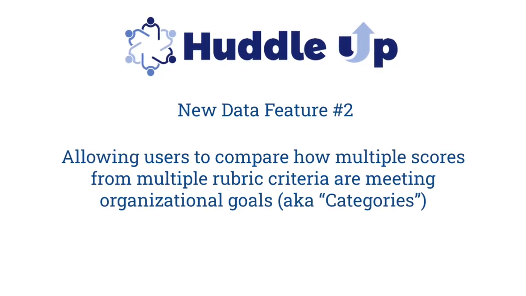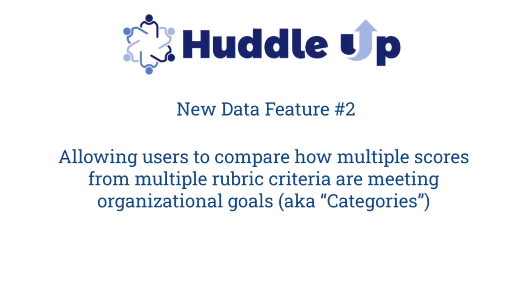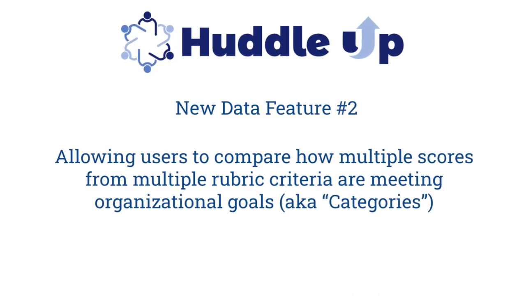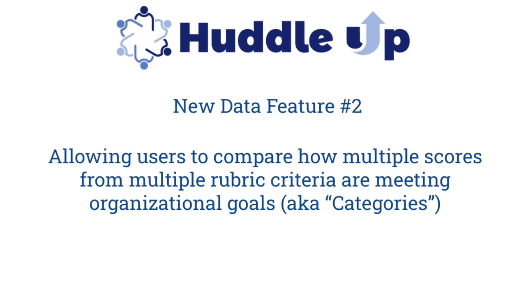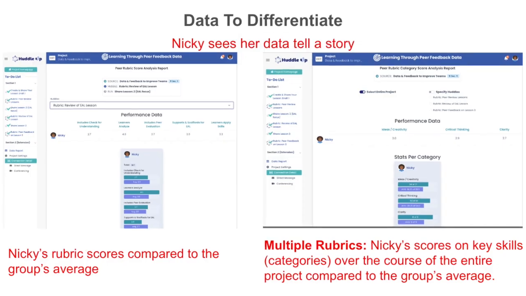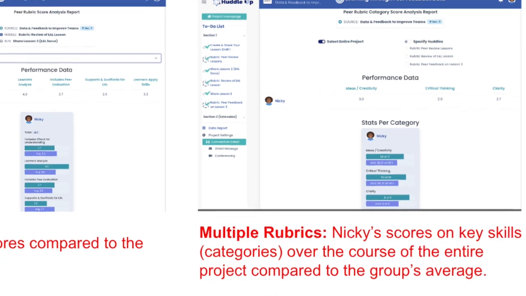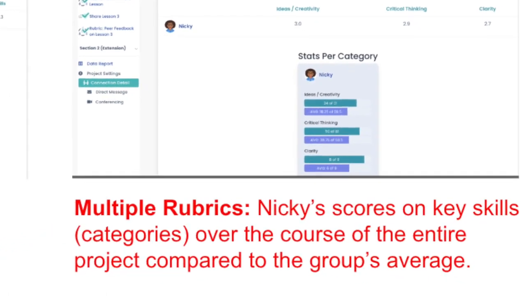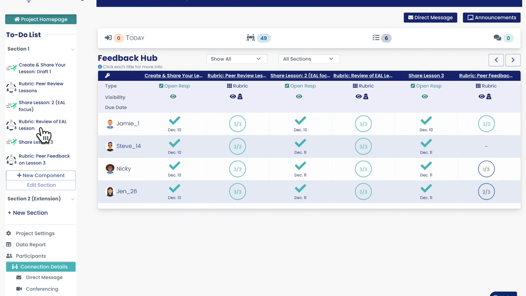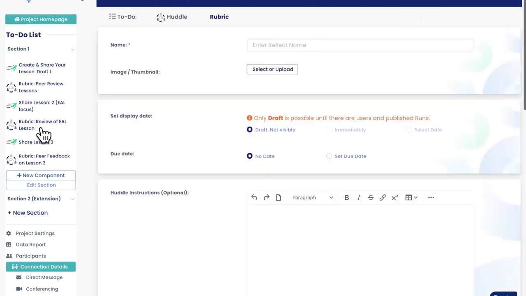And while this first feature allows for relative data comparisons on individual tasks, our second feature allows that story to be told over a much longer time period, the entirety of the project itself, measured against whatever goals you have for your organization. To explain how this works, we need to take a step back and show you how project leaders set up projects to measure these organizational goals, which we call categories.